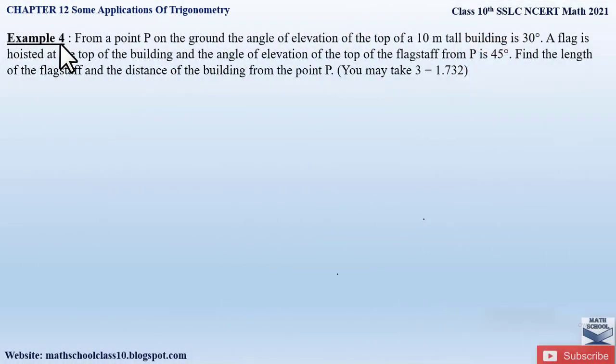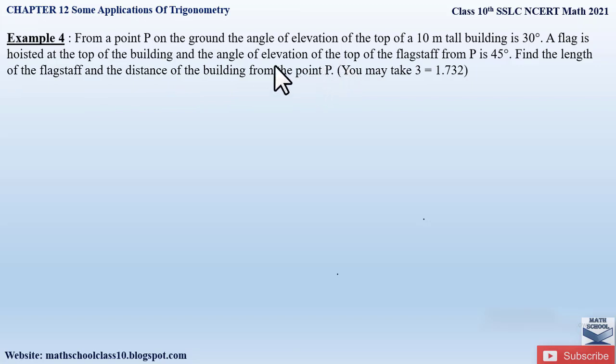Example 4 from chapter 12, some applications of trigonometry says, from a point P on the ground, the angle of elevation of the top of a 10-meter tall building is 30 degrees. A flag is hoisted at the top of the building and the angle of elevation of the top of the flag staff from P is 45 degrees. Find the length of the flag staff and the distance of the building from the point P.